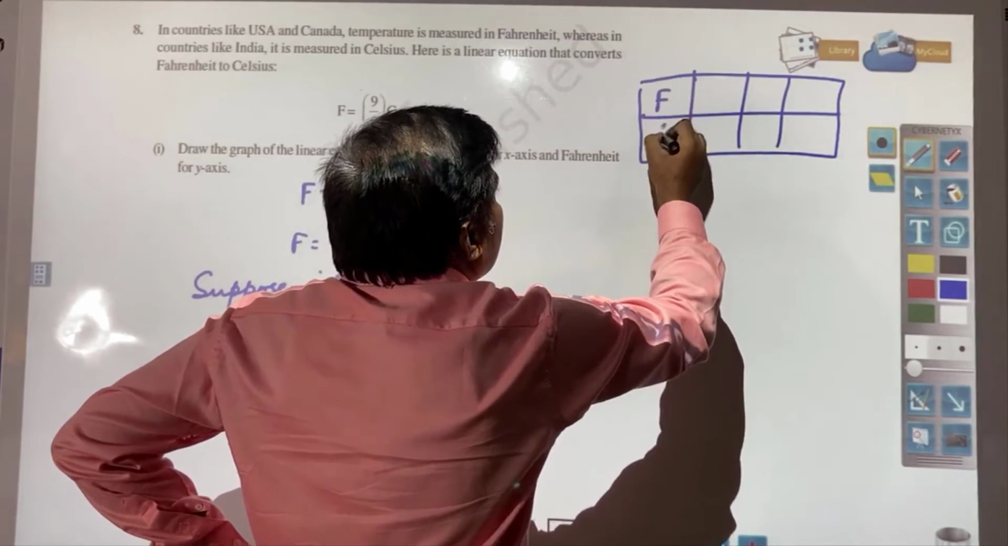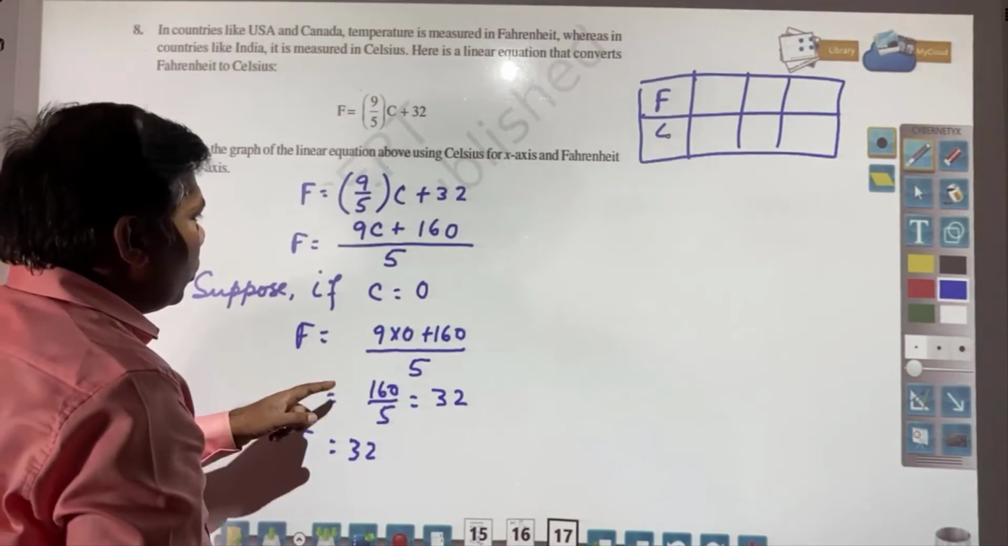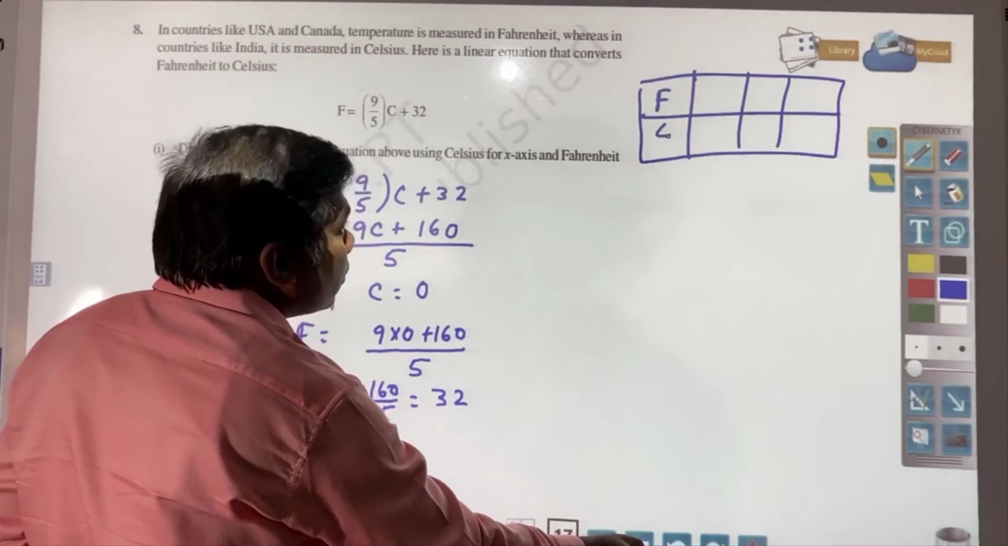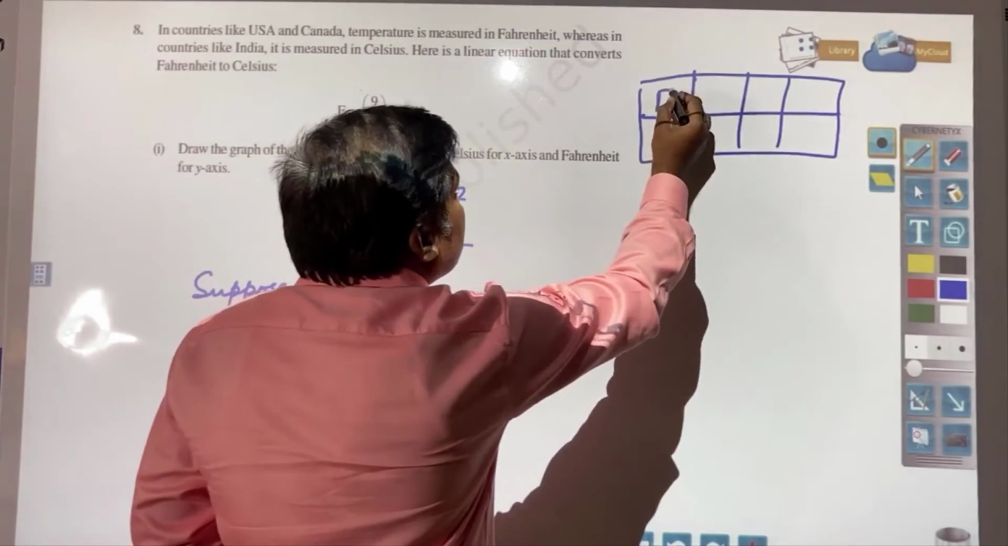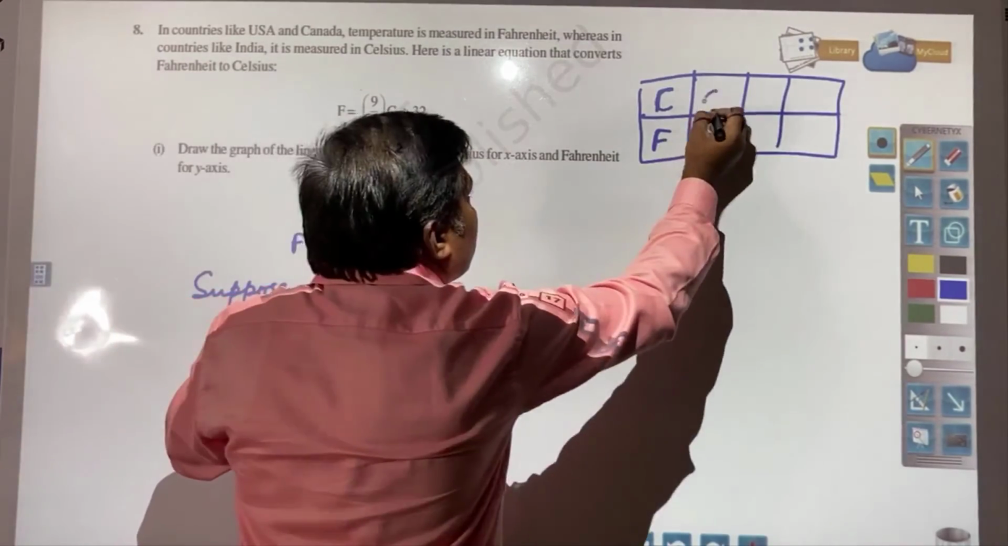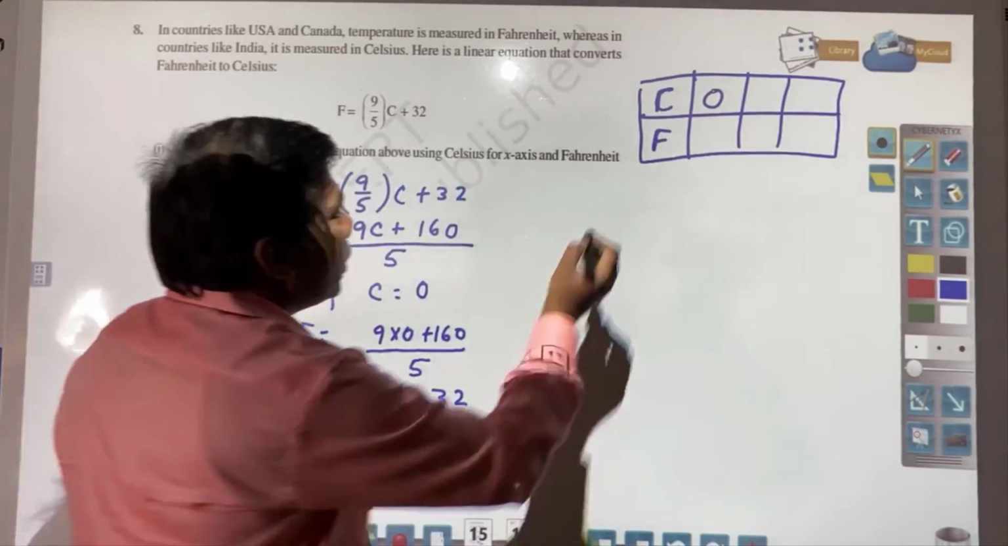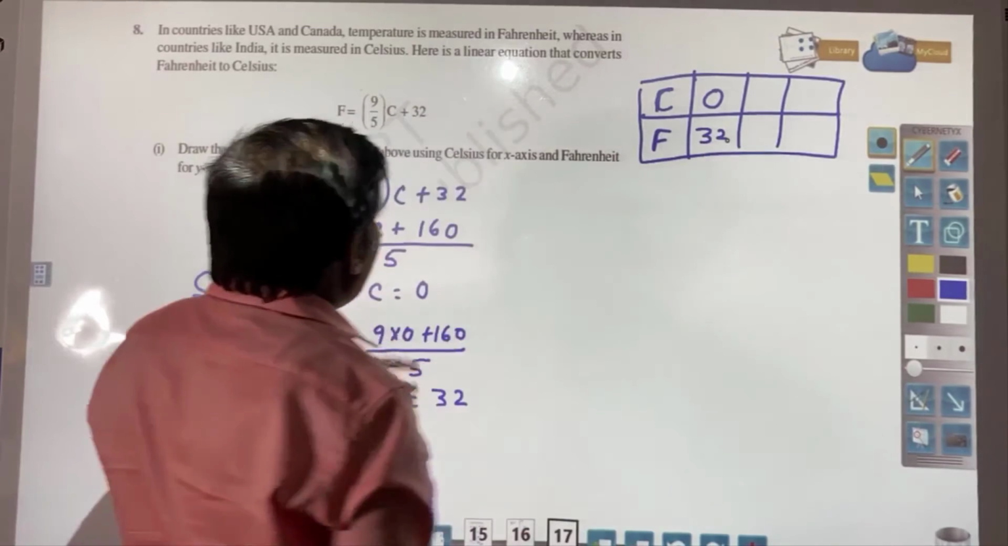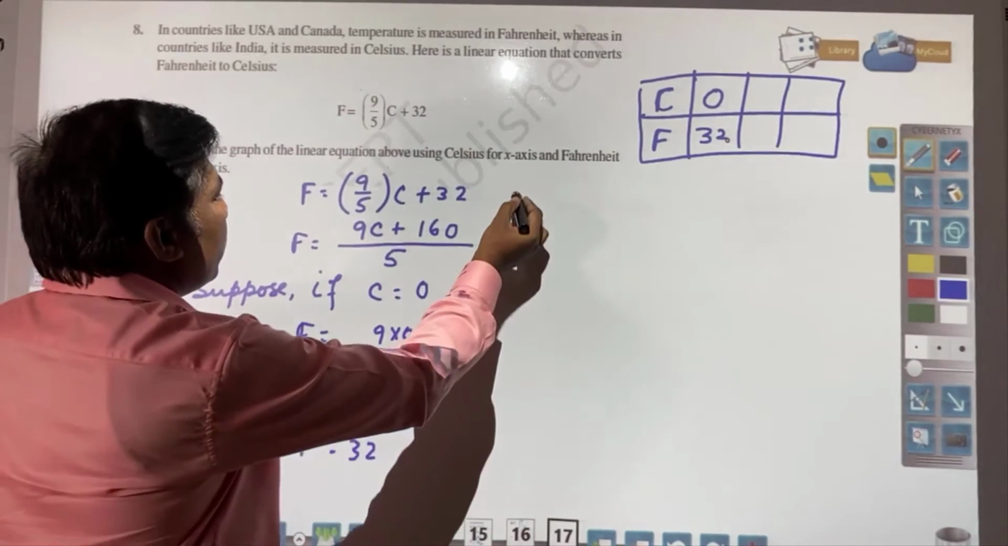F and C you have. So when C is 0, in this case F you have 32. Now any other value you put?